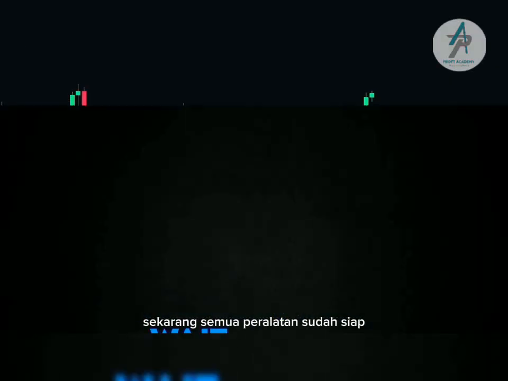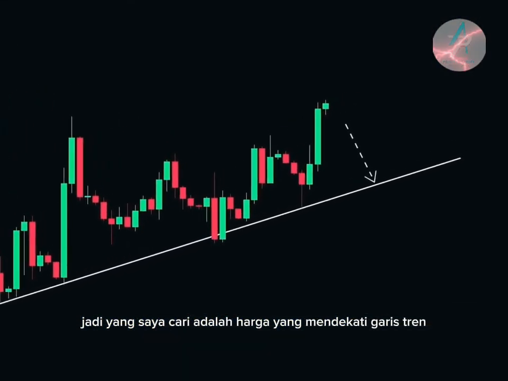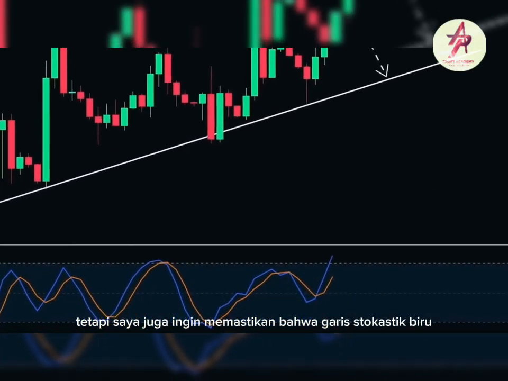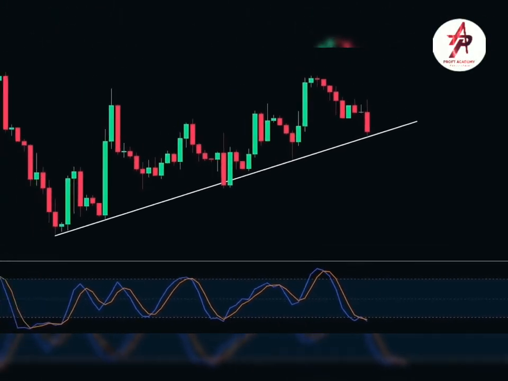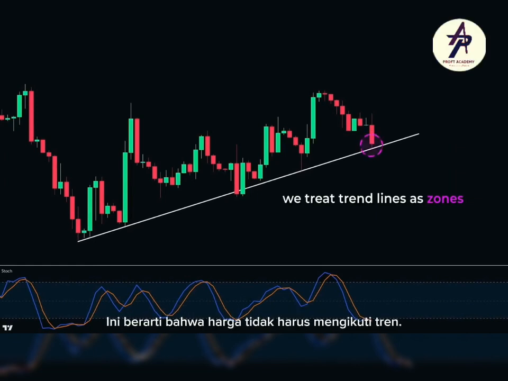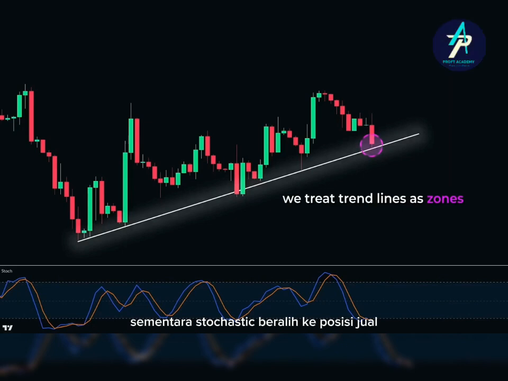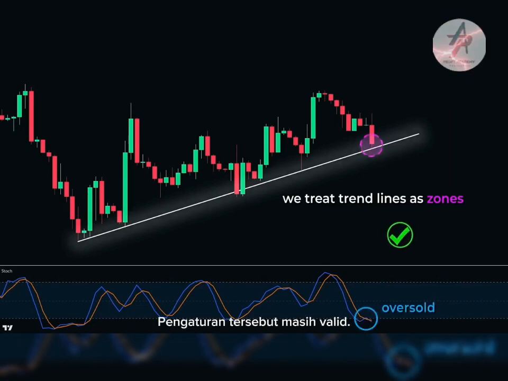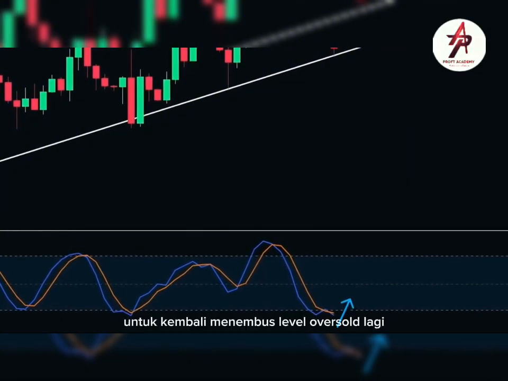Now that all the tools are set, we can start looking for entries. So, what I look for is price approaching the trend line, but I also want to make sure that the blue stochastic line crosses into the oversold level, which is this bottom level here. So that would look something like this. But keep in mind, as I mentioned earlier, we treat trend lines as zones instead of fixed lines. This means that price doesn't have to touch the trend line perfectly. As long as it's within the zone of the trend line, while the stochastic crossed oversold, the setup is still valid. For our last entry confirmation, wait for the stochastic line to cross back inside the oversold levels again.